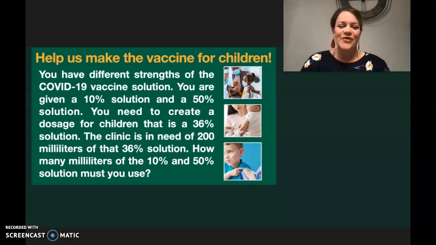Thank you guys for going over that in your breakout rooms. Some of you said we need 70 milliliters of the 10%. Another group said we need 130 milliliters of the 10%. And then one group said we just need 100 milliliters of both.